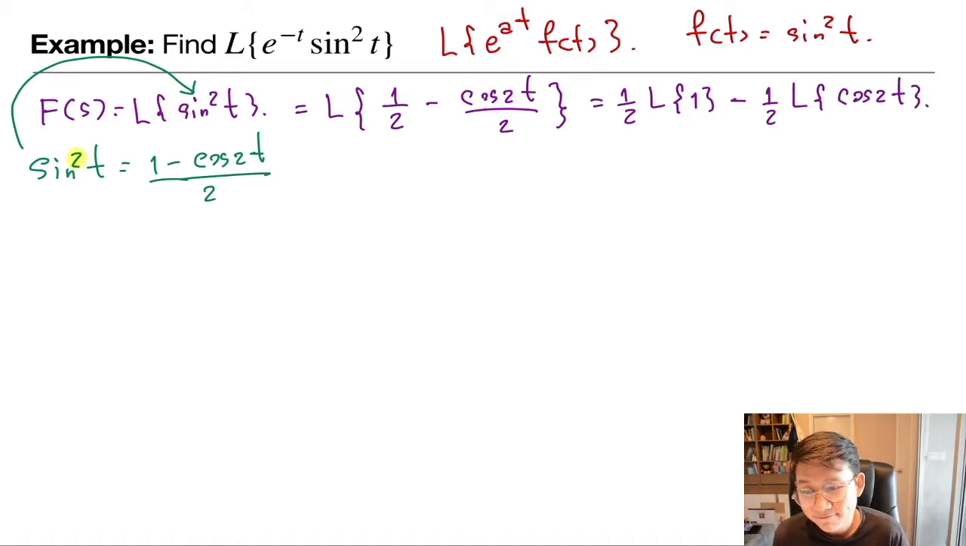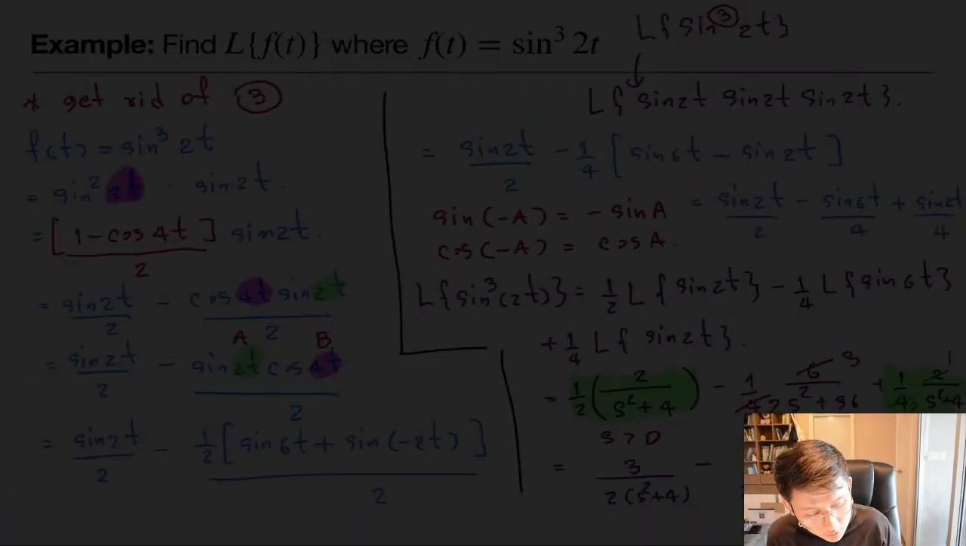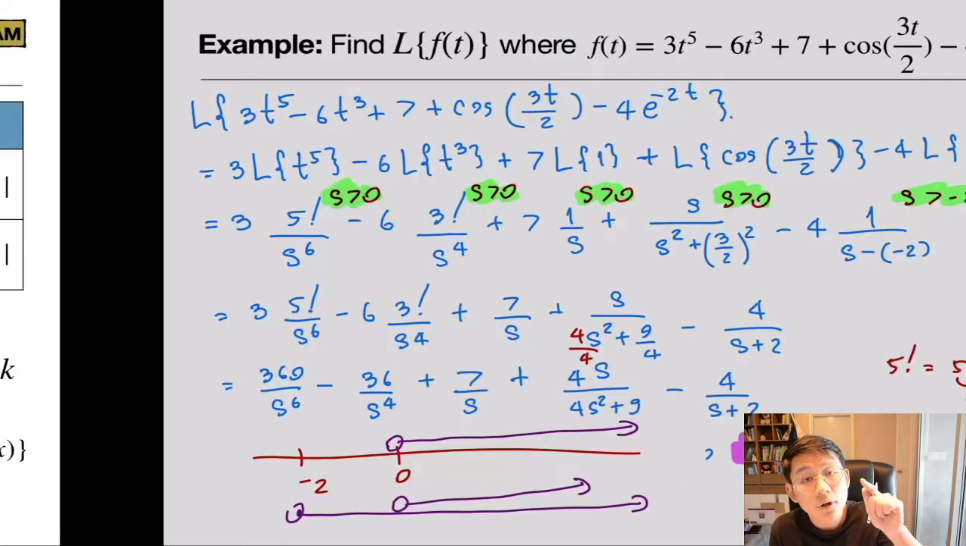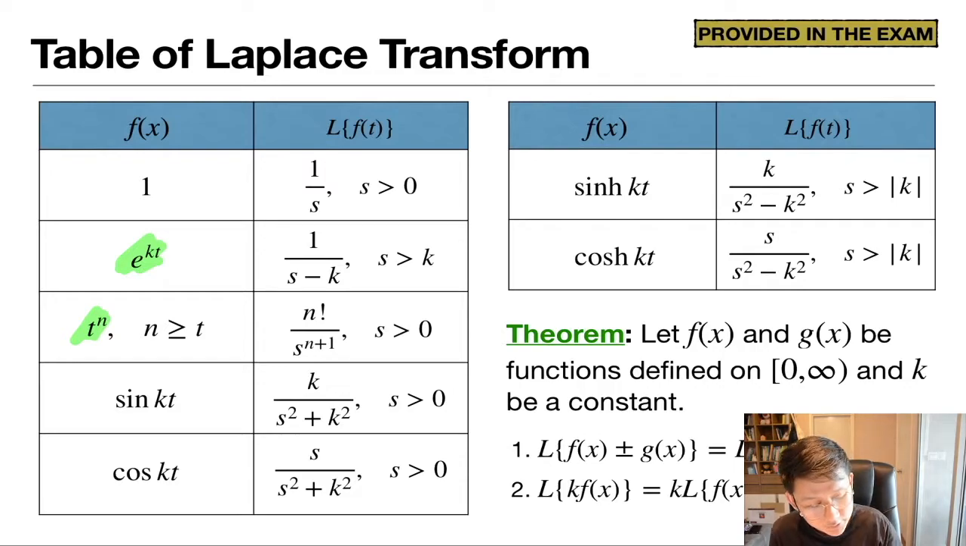Okay, is that good? And then guys, what is the Laplace transform of 1? We go back to the formula. The Laplace transform of 1 is 1 over s. And the Laplace transform of cos kt is s divided by s squared plus k squared. The conditions are the same, which is s is bigger than 0.